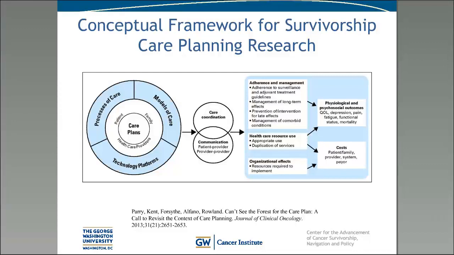The individuals involved in the generation and use of survivorship care plans are represented in the middle ring of the circle, and the intertwined circles to the right represent the 2 intermediary constructs through which the IOM postulated that survivorship care planning might affect outcomes. So survivorship care plans will affect outcomes through care coordination and communication. Looking at the outcomes, there are short-term outcomes and long-term outcomes. The first column are the short-term outcomes, which include adherence to follow-up care protocols, provider management or self-management of late and long-term effects, comorbid conditions, healthcare resource use, and organizational effects of care planning. The far right includes two potential long-term outcomes, physiologic and psychosocial morbidity, and cost implications.